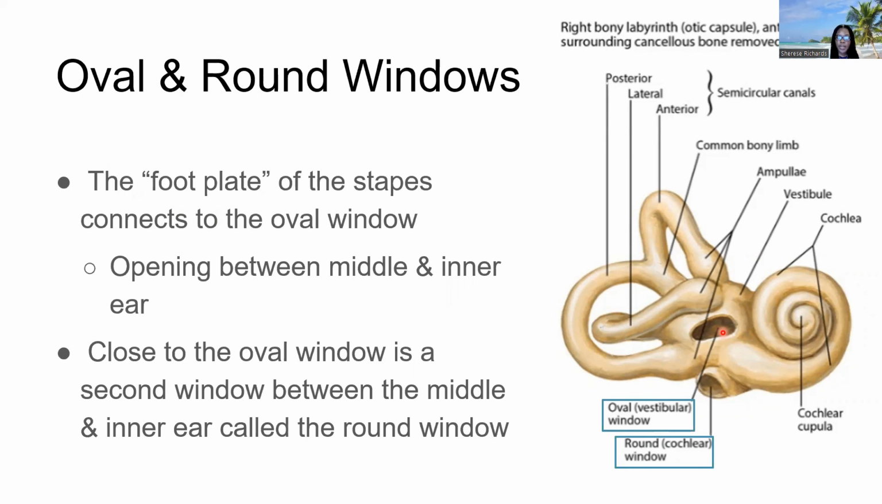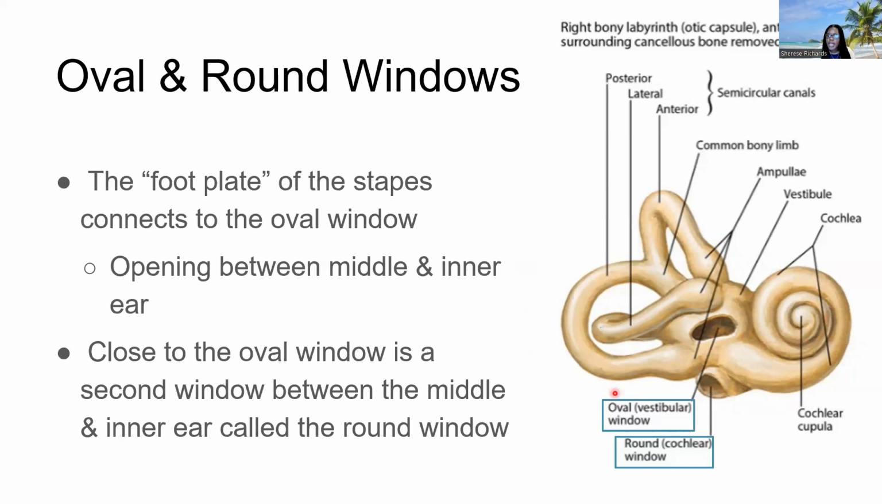The oval window is basically the connection from the middle ear to the inner ear. And then there's also another connection at the round window, which connects to the cochlea. So the oval window connects to the vestibular apparatus, which is the top part of the bony labyrinth. And the round window connects to the cochlea, which is the bottom part of the bony labyrinth.